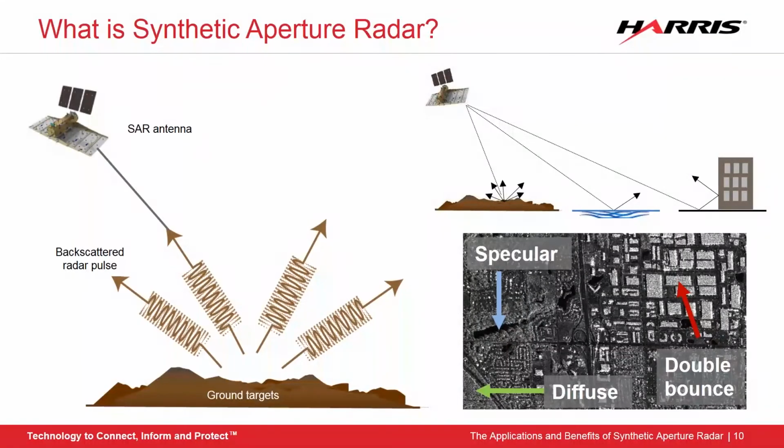right-hand corner. The opposite of this is specular reflection, where a smooth surface like water or pavement reflects nearly all of the signal away from the instrument, resulting in a dark region in your SAR scene.